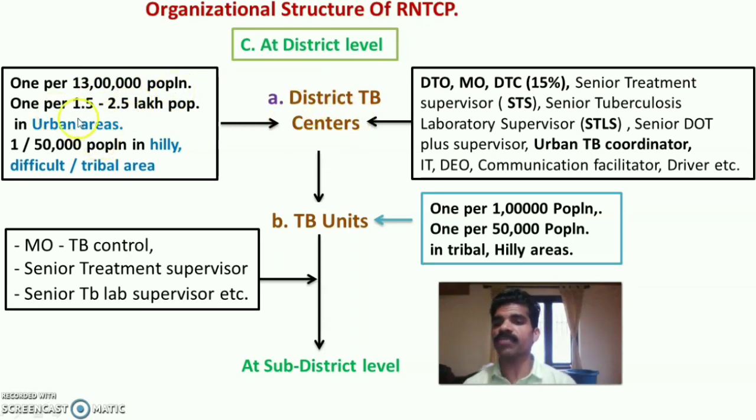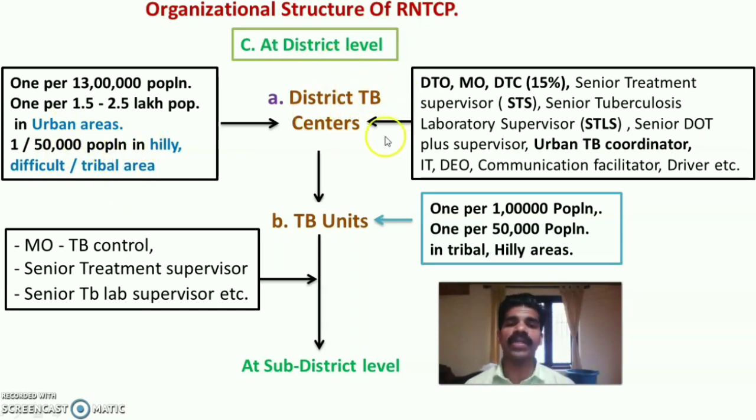And in the urban area of the district, there is one TB center for 1.5 lakh to 2.5 lakh population, that is 1,50,000 to 2,50,000 population. Then in case of hilly, tribal and other difficult or backward areas, we have one District TB Center for 50,000 population.